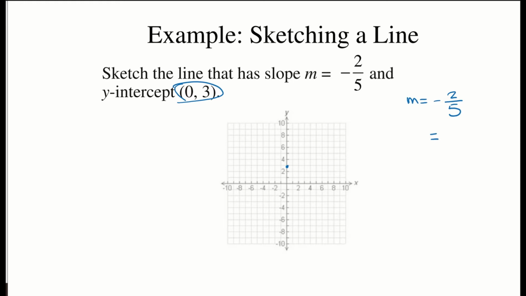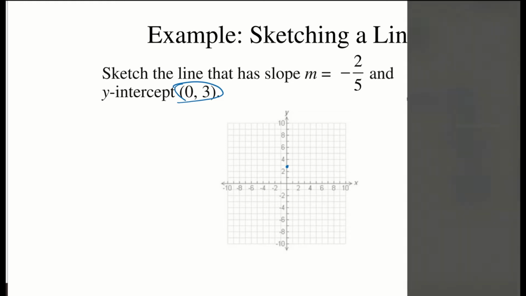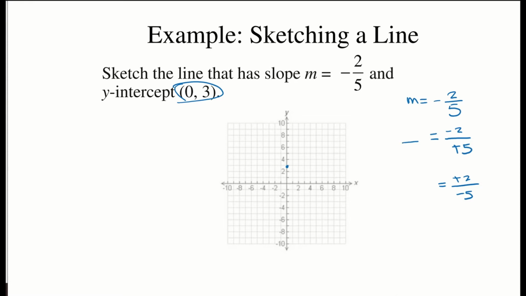Notice that you can think of that as negative 2 over positive 5, or you can think of it as positive 2 over negative 5. Both those interpretations would be correct. If you view it in this manner, that means starting at a point such as 0, 3, you can go down 2 and then right 5 to obtain another point. So from this point 0, 3, we will go down 2 units and then we'll go right 5 units.